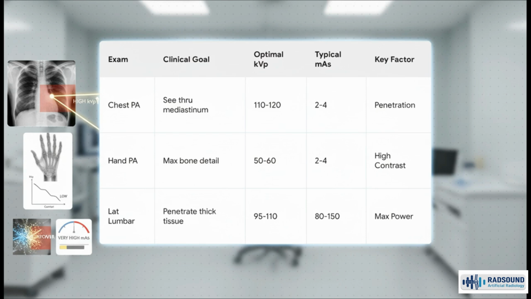For a chest PA, what's the goal? See through the mediastinum. So the key factor is penetration, and that means high KVP. For a hand, the goal is max bone detail. That means we need high contrast, so we use a low KVP. And for a big lateral lumbar spine, honestly, the goal is just getting the beam through all that tissue. That means we need max power, high KVP, and a ton of MAS.